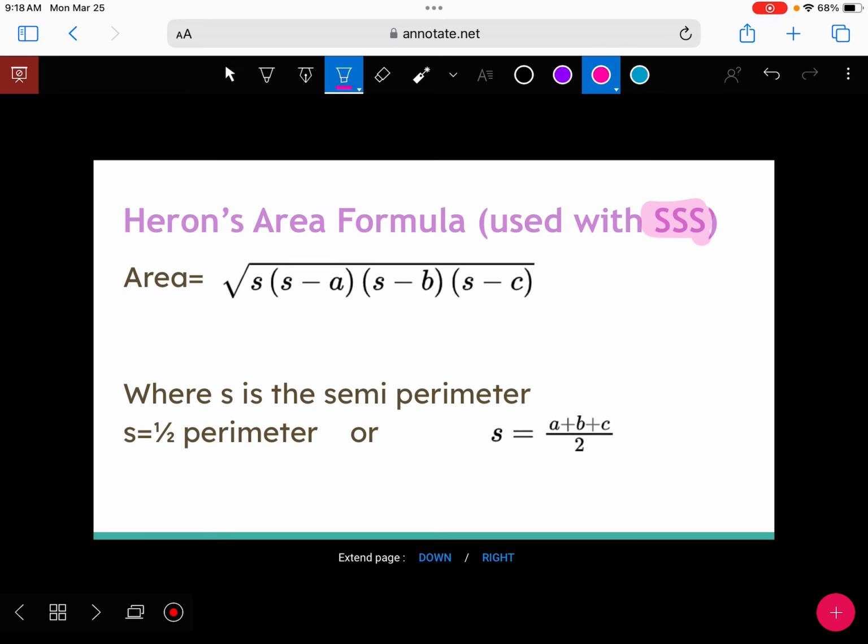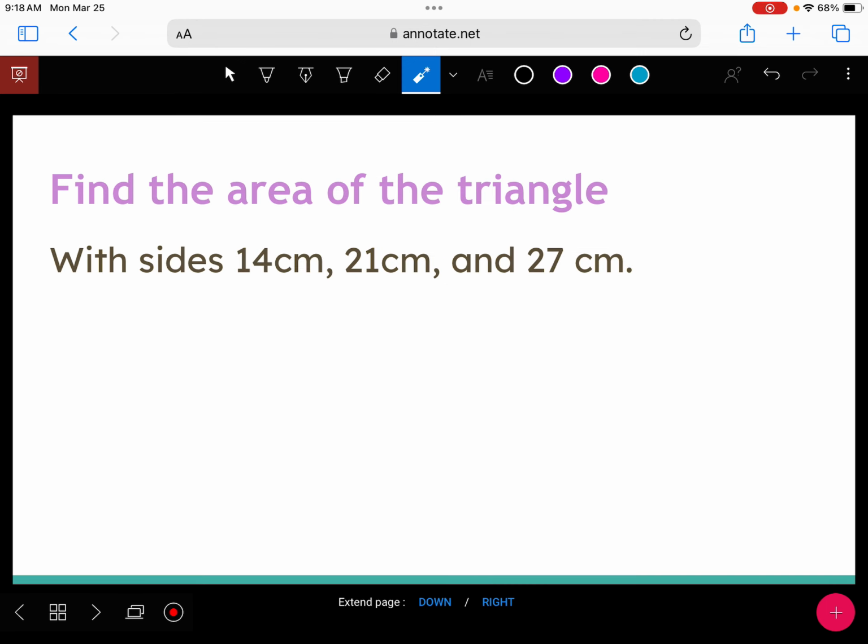All right. So we're going to practice with this because it's a little awkward. We have to find our semi-perimeter, and then it's the semi-perimeter times semi-perimeter minus each of the sides. So we're going to have a triangle that has sides 14, 21, and 27.